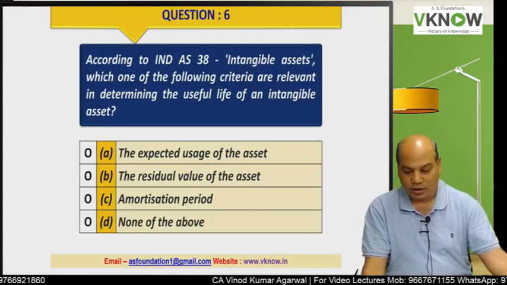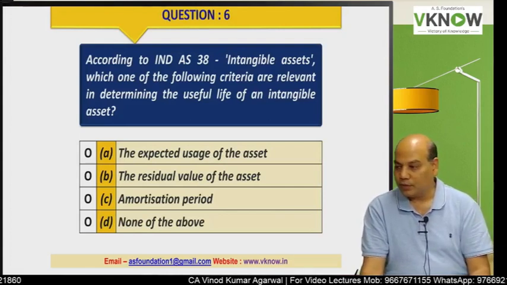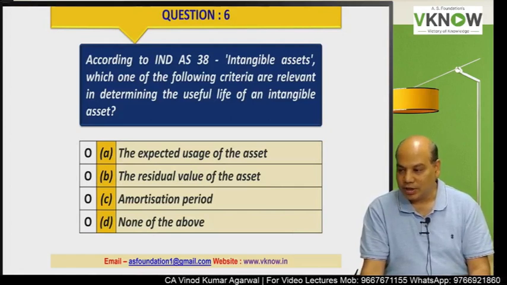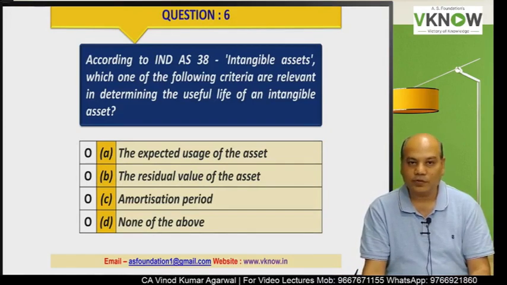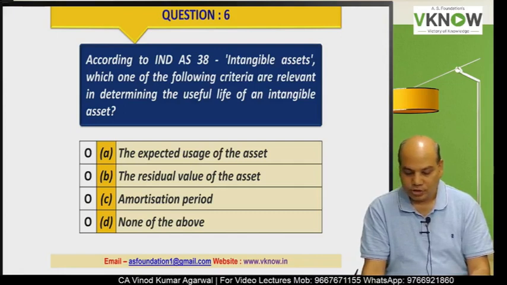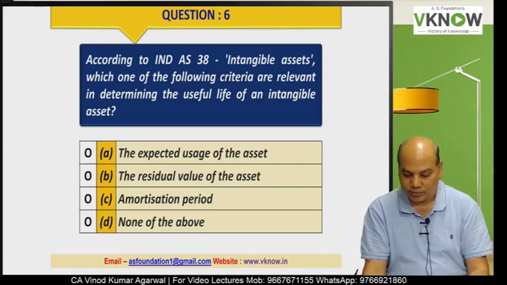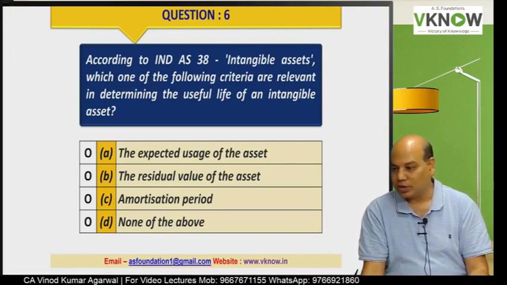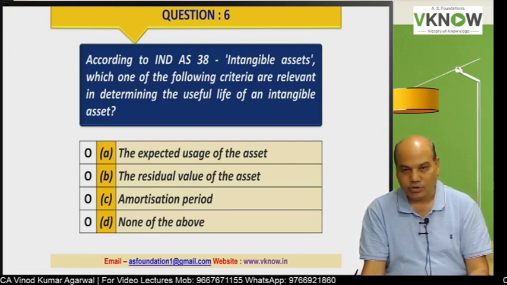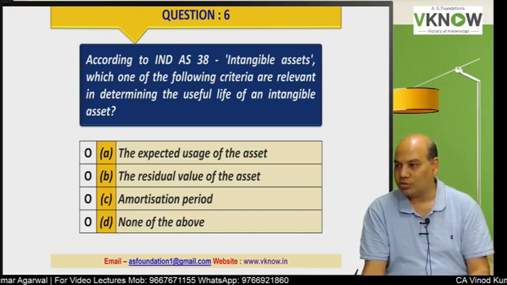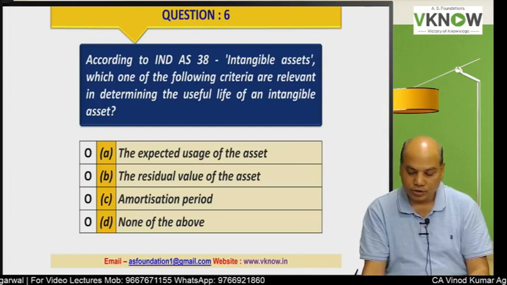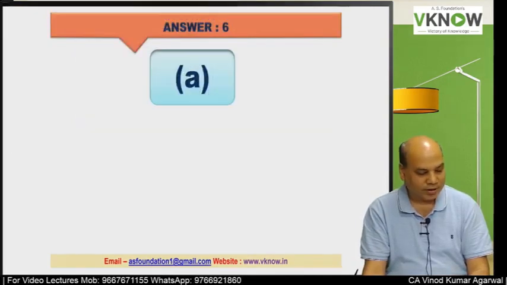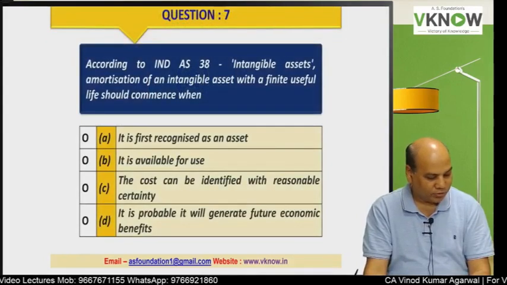According to Ind AS 38, which one of the following criteria are relevant in determining the useful life of an intangible asset? Which criteria are relevant? Expected usage, residual value, amortization period? None of the above. What will help you to decide the useful life of the asset? Expected usage of the asset. How you are going to use, for how long you are going to use will affect the useful life. So the answer is A. Tick mark A. Next question.